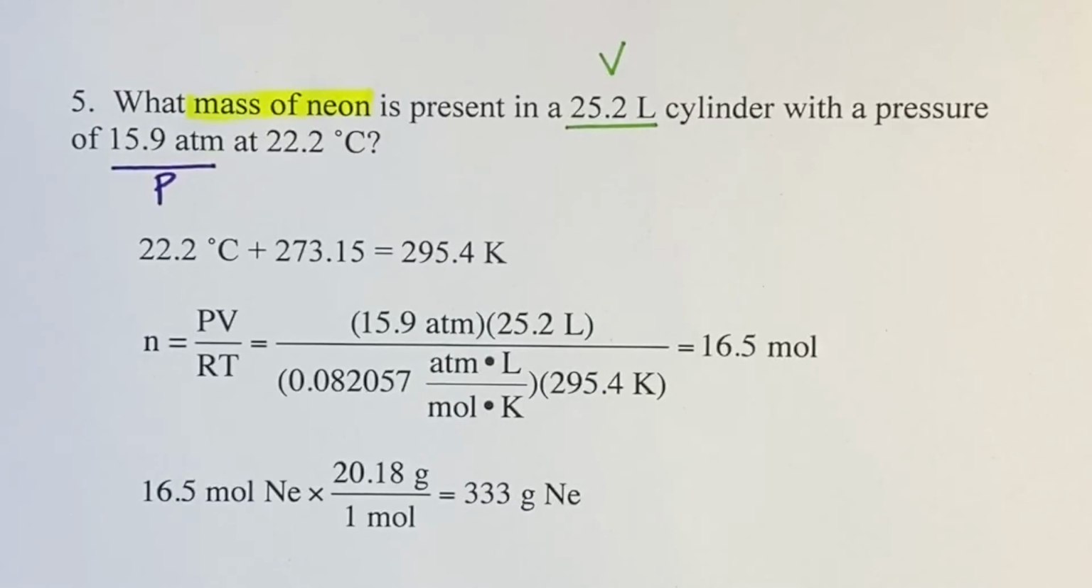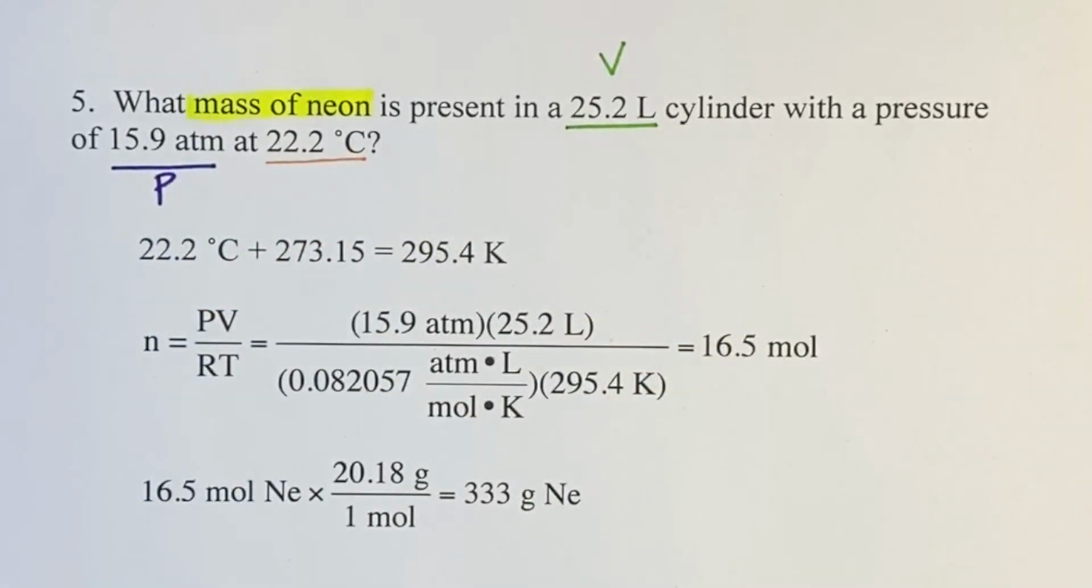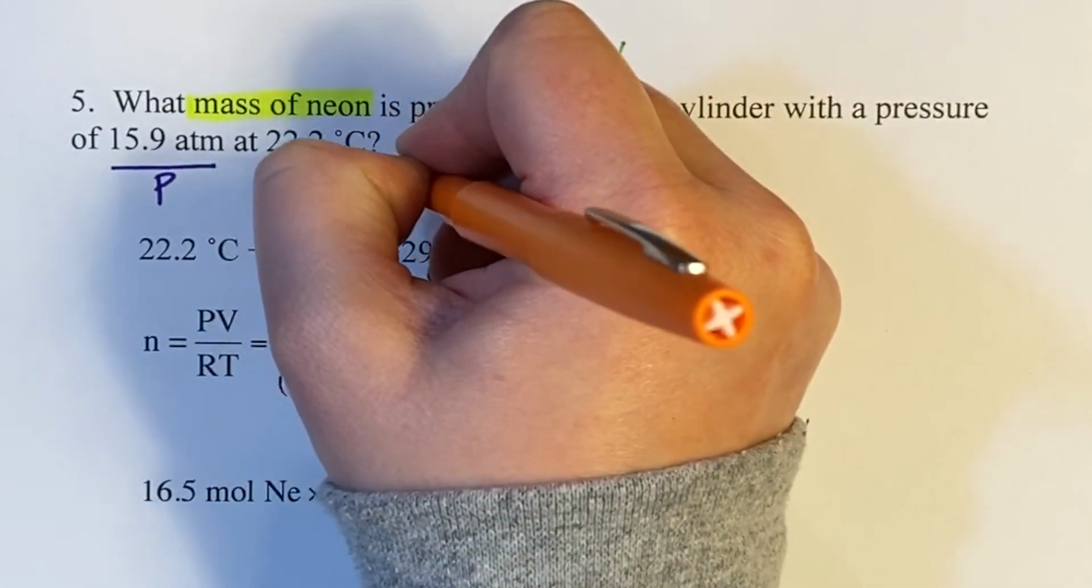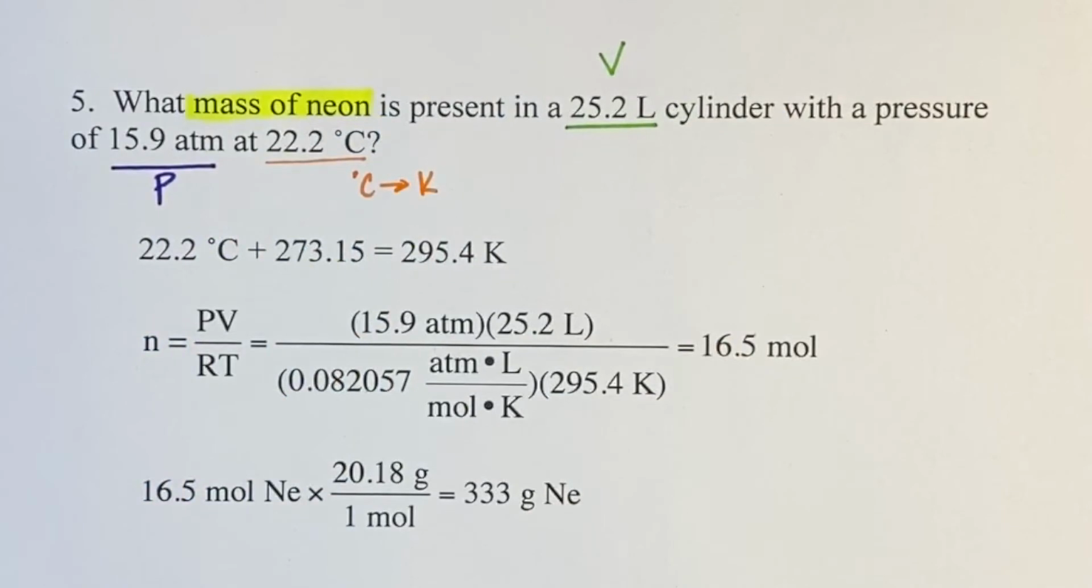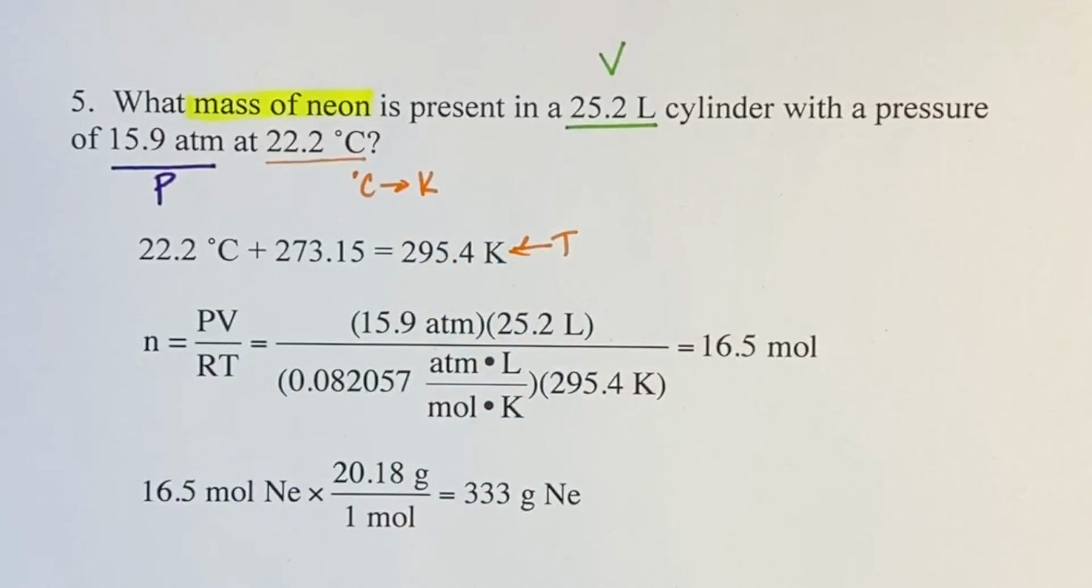We also have a temperature of 22.2 degrees Celsius, and so in order to use that in the ideal gas law, we will need to convert from degrees Celsius to Kelvin. So if I take my 22.2 degrees Celsius and I add 273.15, I get a temperature of 295.4 Kelvin that I'll use in this equation. So this is what I will plug in for T.